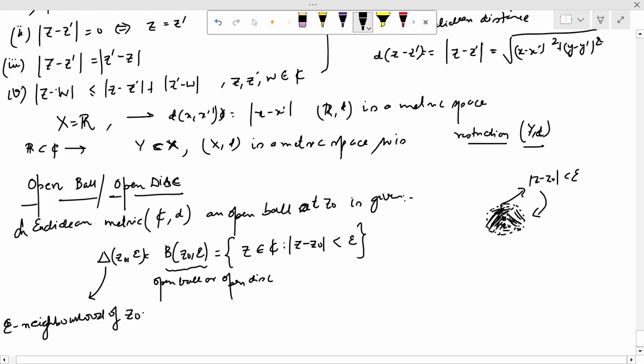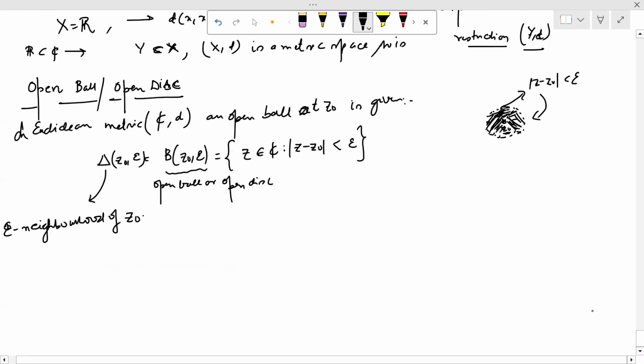Is that fine? I hope it is clear till now. This is how you define an open ball or open disk. All these things you need to remember. These are definitions, so one cannot argue here. This is how it is. Okay, it is fine till now.